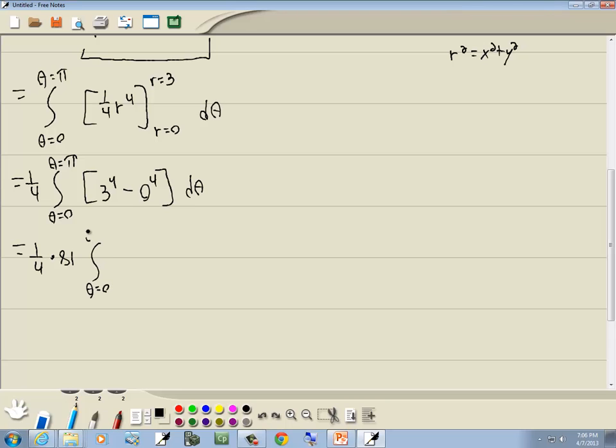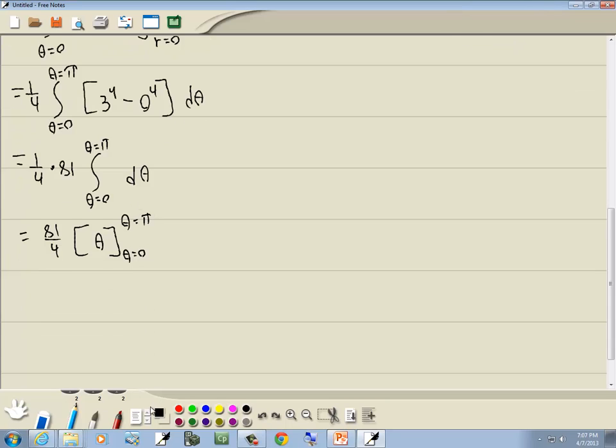Theta is equal to 0 to theta is equal to pi of d theta. Gives us 81/4. There's an invisible 1 in here, so the integral of 1 is theta, from theta is equal to 0 to theta is equal to pi. Well, now if we plug those in, we'll plug in the pi for theta, minus, and plug 0 in for theta. And the 0 drops away, and we end up with 81 pi over 4 as our answer.